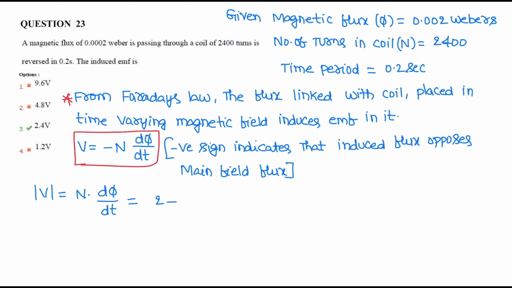The number of turns is 2400 into varying flux 0.0002 divided by time period 0.2 second. So induced voltage V is equal to 2.4 volts. So the correct answer is 3.